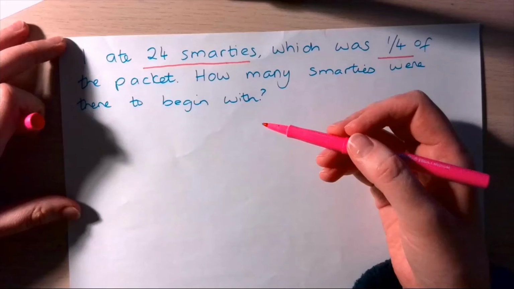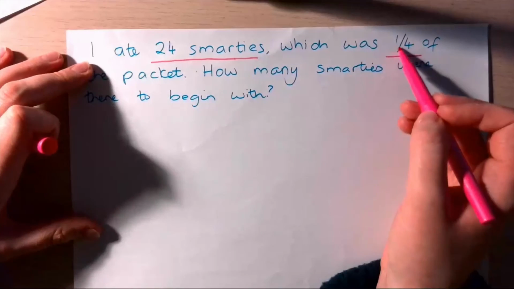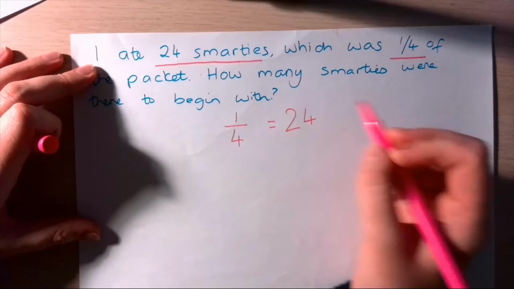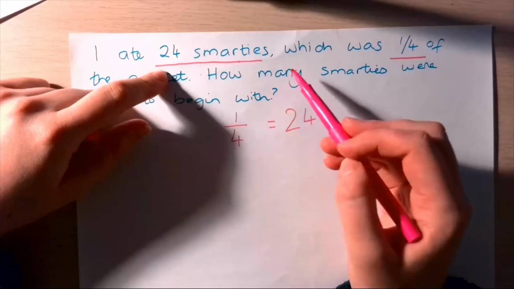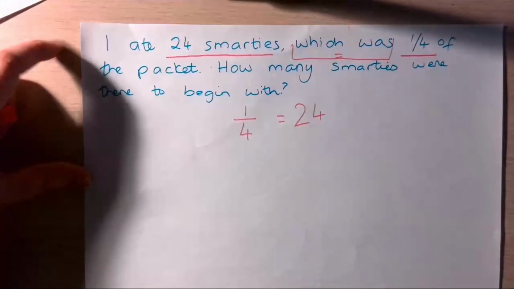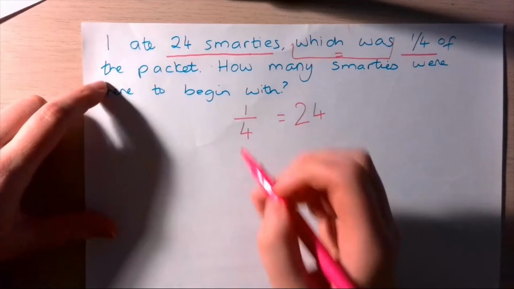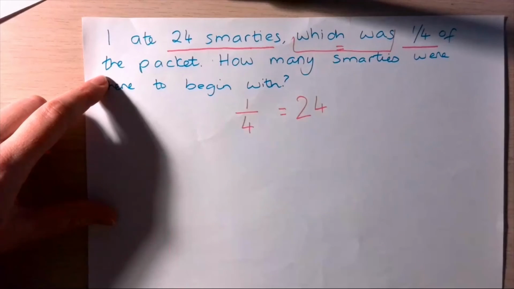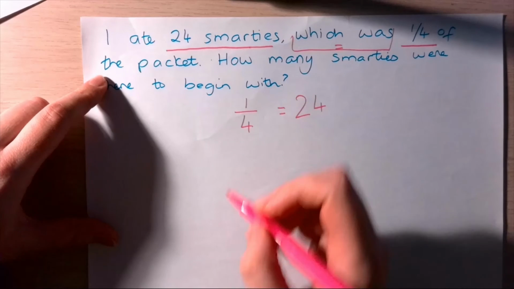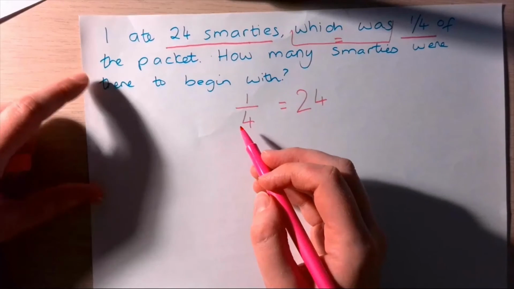So the first thing I'm going to do is to write this out in maths. I'm going to convert these words into maths. What I'm going to say is 1/4 equals 24. Because I was told I've eaten 24 Smarties and that is 1/4 of the packet. So 1/4 of the packet had 24 Smarties in it. Now, it's a bit like what we did on the earlier questions where we multiplied by 2 or by 3 or whatever number we had to get a bigger fraction, but we want to get the whole packet. And we've got to think, well, if I've got 1/4 here, how many quarters are there altogether?